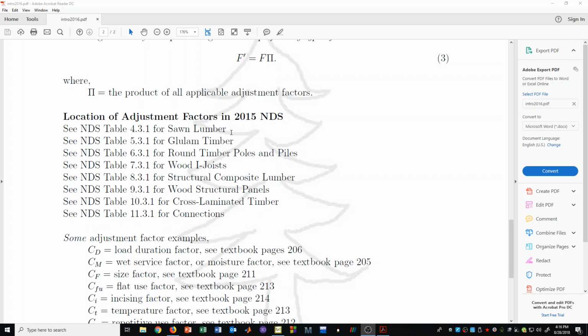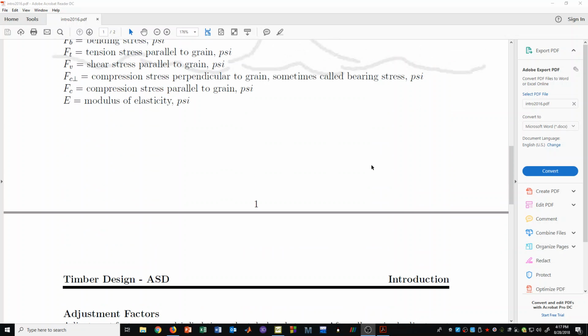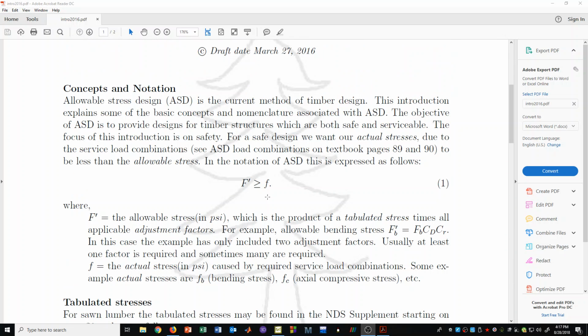If you are designing sawn lumber, well, then you'd go to this table, Table 4.3.1. If you were designing glulam beams, well, then you'd come to Table 5.3.1 and look at the adjustment factors that might apply in that situation. So, in summary, we can simply realize, hopefully, that this is the equation for allowable stress design that we have to satisfy in order that we have a safe design. Our task is to figure out how do we get F prime and how do we get the actual stresses, lowercase f. And if we can compare them, we can see whether or not we have a safe design.